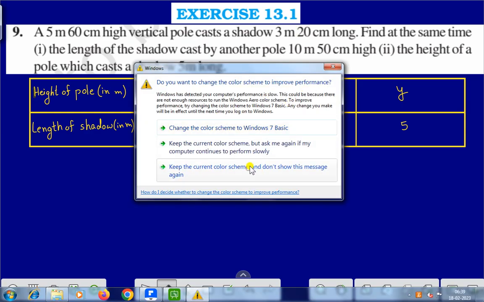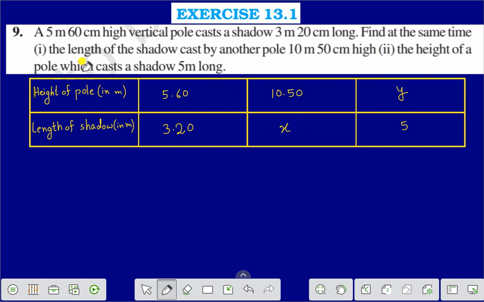And at the same time, for the length of the shadow cast by another pole, the height of the pole is 10.50 meter, 10 meter 50 centimeter, that means 10.50 meter. Let the length of the shadow be x. And in question number 2, the height of the pole which casts a shadow of 5 meter, when the length of the shadow is 5, we take the height as y, right?